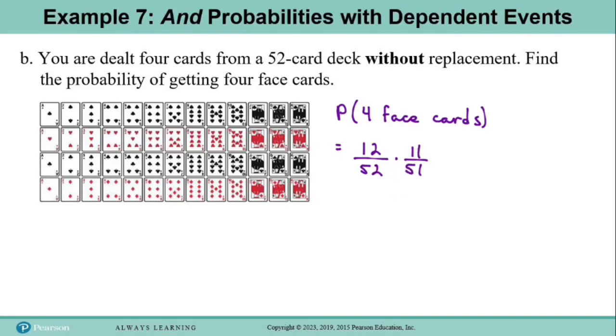And then for the third card, we assume that the first 2 were face cards. So now we're down to 10 face cards and 50 total cards in the deck. And then for the fourth card, we assume that the first 3 were face cards. So now we're down to 9 face cards and 49 cards in the deck. So when you multiply these 4 numbers together, 12 divided by 52 times 11 divided by 51, and so on, then you'll get a decimal approximation of about 0.002.